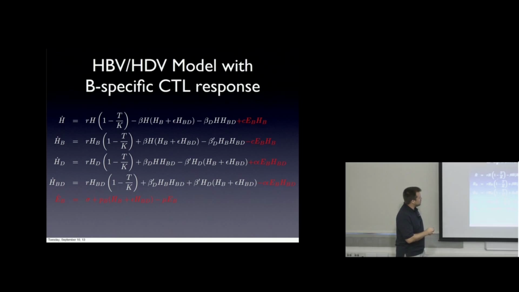These are the same equations in white that we had before, and now just adding in, in red, we have an effector T cell class that's going to be reacting specifically to hepatitis B. You can assume that there's nothing that's specific for hepatitis delta for now, and see if we can just do it with the one type of reaction. If that explains everything, then there's no evidence for or against there being a separate response to hepatitis delta.